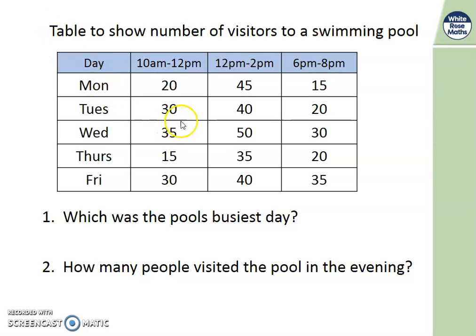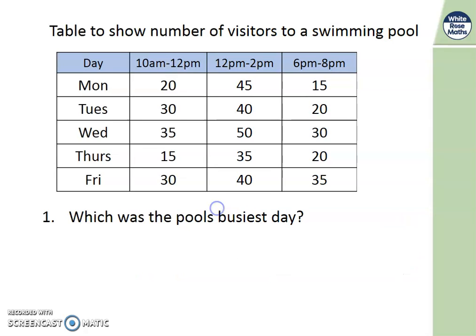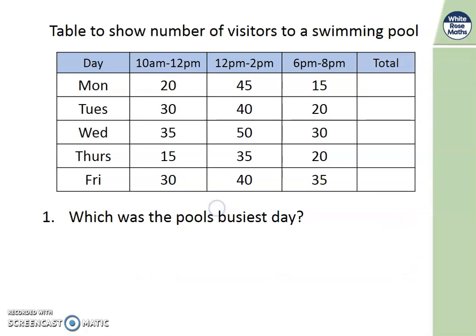The table shows the number of visitors to a swimming pool. Here's the days of the week and the times. Which was the pool's busiest day? Well, at the minute we can't tell because it's split across the different times. Let's have a look at it. We need to find out the total for each day. On Monday, can you work it out? Yes, it's 80. Pause the video and have a go at the rest of the week.